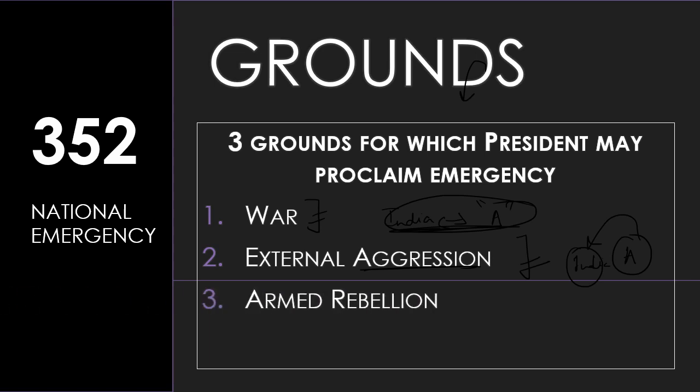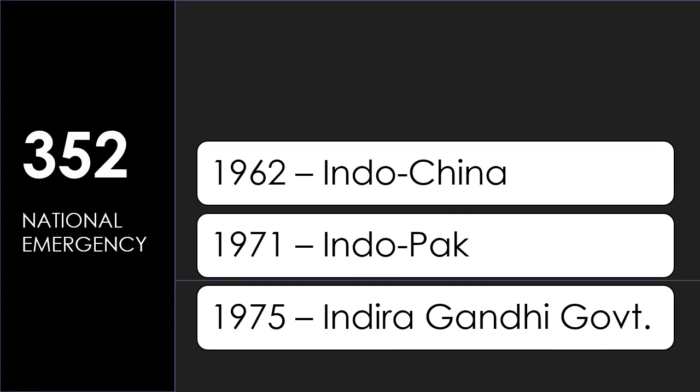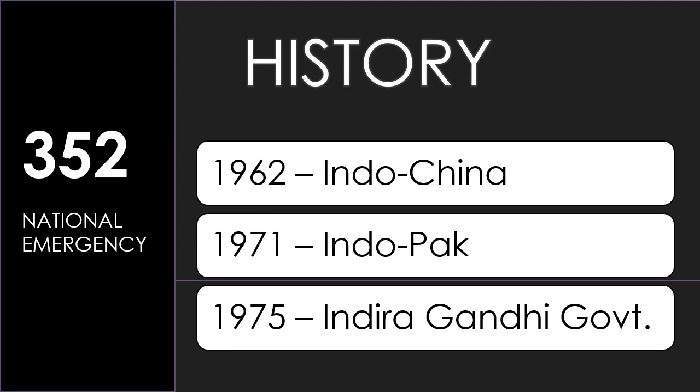And the third condition is when there is an internal armed rebellion. So this is for internal things. So these are three conditions in which there can be national emergency. National emergency has been proclaimed three times in India. If you look at the history, it has happened twice because of war, and once it had happened because of what Indira Gandhi considered an emergency at that point.